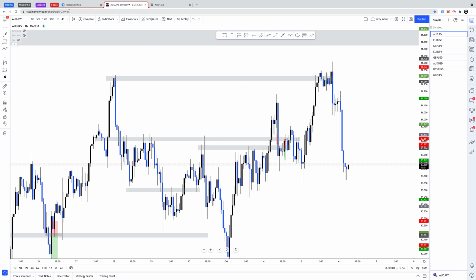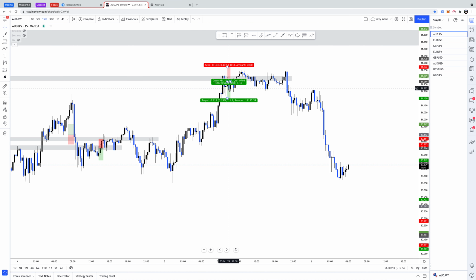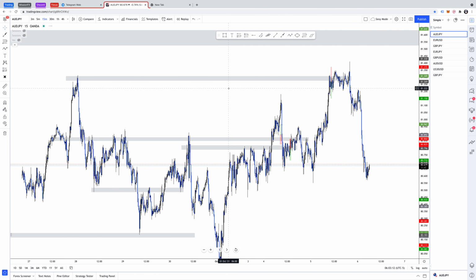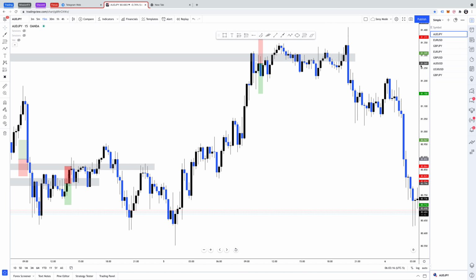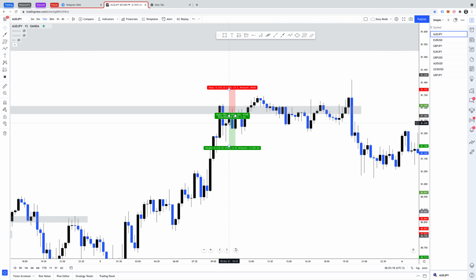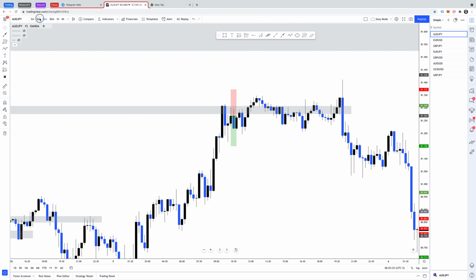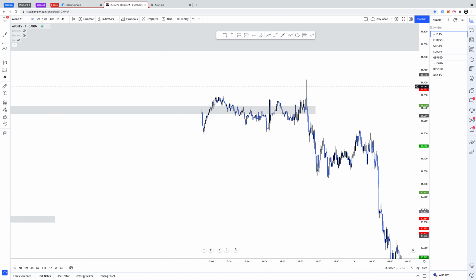So I called this trade yesterday. We took this sell right here. We got our entry, price moved halfway to the target, started coming back up, and after it started coming back up, we cut the trade around break even.